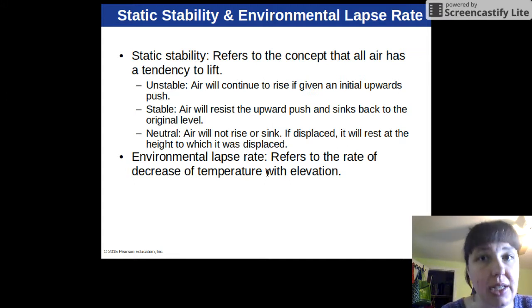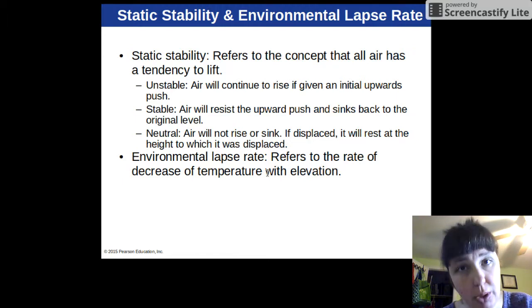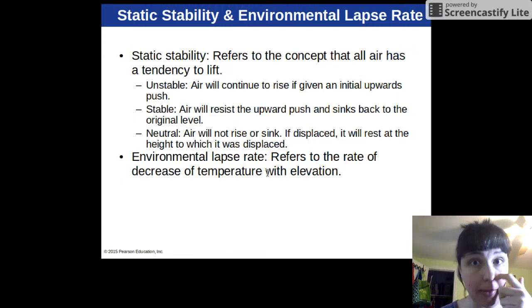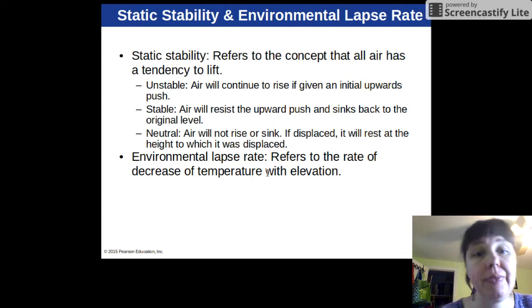And I can continue to do that. So as I go up, if I go up to 2,000 meters, I can expect it to be 12.8 degrees cooler at that point of altitude, and so on and so forth. This natural cooling off process is the environmental lapse rate.